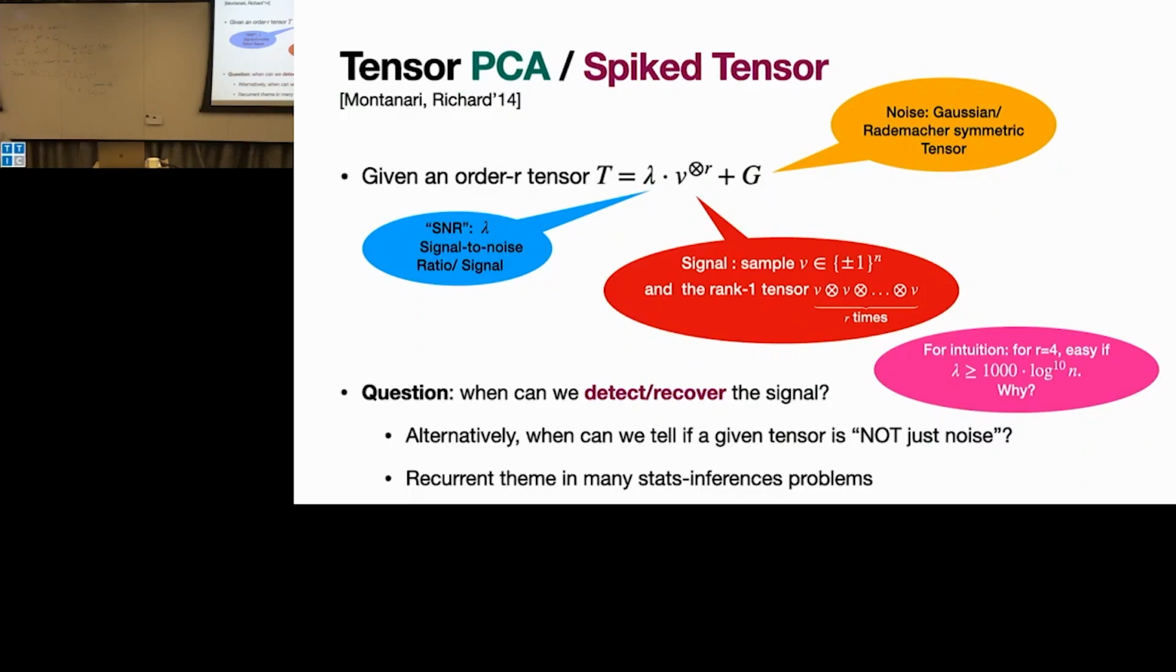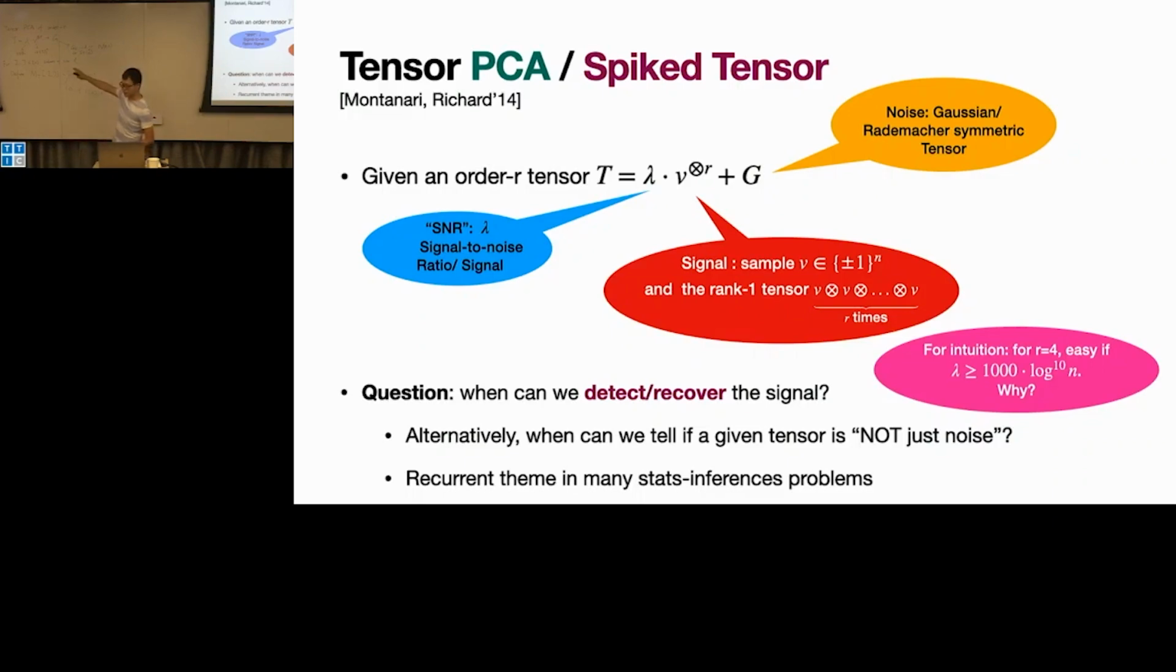Sorry, for arbitrary r, what would be the lambda? I think you may have log to the r over 2, because you're taking a union bound over n to the r many entries of the tensor. But it's the obvious algorithm. We're going to look into something more fancy in a bit.